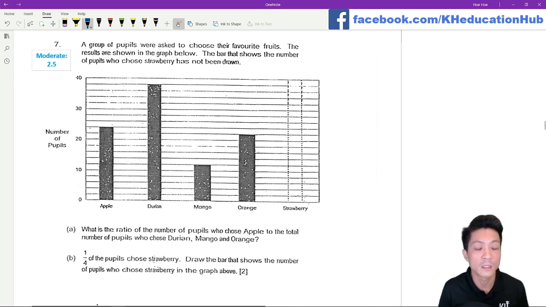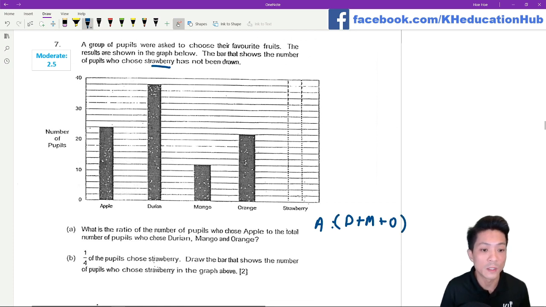Question 7. A group of pupils were asked to choose their favorite fruits. The results are shown in the graph below. The bar that shows the number of pupils who choose strawberry has not been drawn. Part A, they are asking me to find the ratio of the number of pupils who choose apple to the total number of pupils who choose durian, mango, orange.